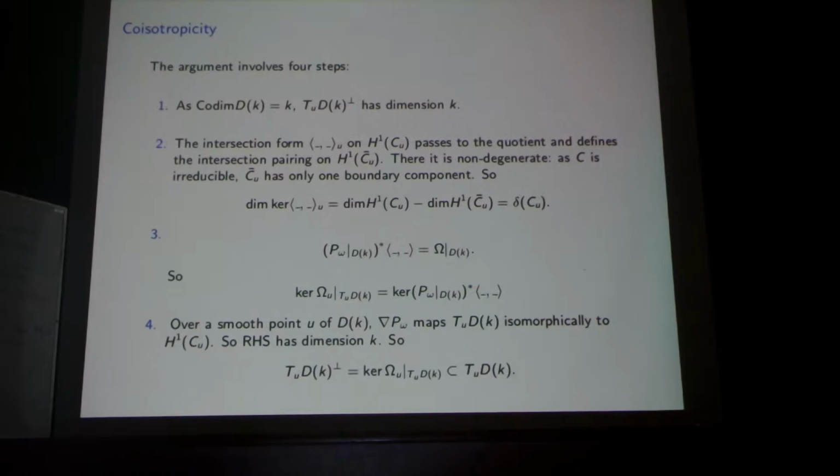And over a smooth point of the base, this is the final ingredient: the Gauss-Manin connection, the covariant derivative, maps the tangent space to the stratum isomorphically to the cohomology of the curve. And so the right-hand side here has 2h and k, and so we just have this sequence which shows that the orthogonal complement of dk is contained in the tangent space. So that proves co-isotropicity.